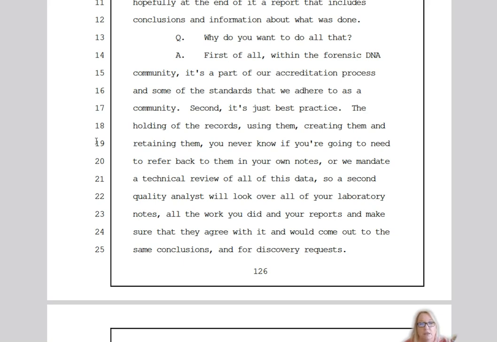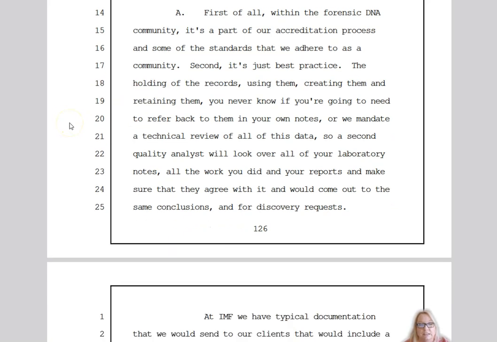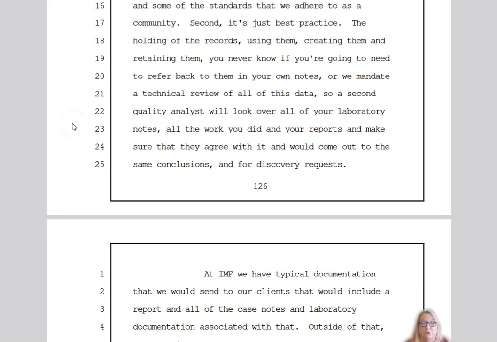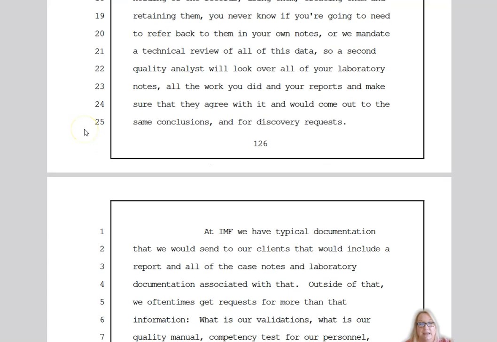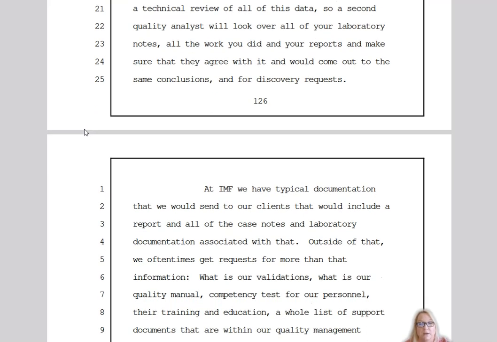He says, first of all, within the forensic DNA community, and that's any kind, it's part of our accreditation process. Here we have accreditation and some of the standards that we adhere to as a community. Second, it's just best practice: the holding of the records, using them, creating them, and retaining them. You never know if you're going to need to refer back to them in your own notes. Or we mandate a technical review of all this data, so a second quality analyst will look over all of your laboratory notes, all the work you did, and your reports, and make sure they agree with it and would come to the same conclusions for discovery requests.